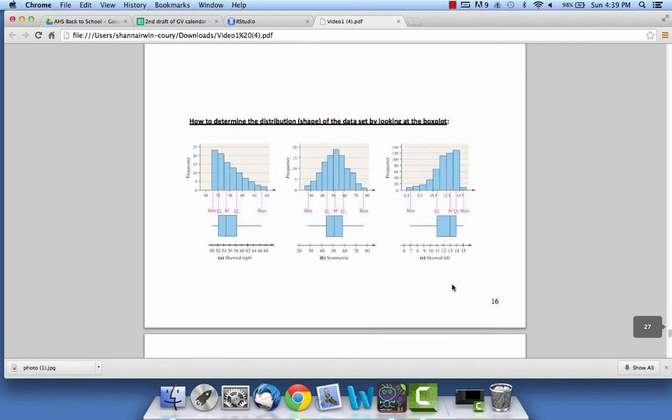Okay, so these are examples of how a box plot and a histogram will have stuff in common. If you're skewed to the right, then you have a long tail. You're going to have a tail on the box plot also. Symmetric is still symmetric, and left skewed is still a long tail on the left.